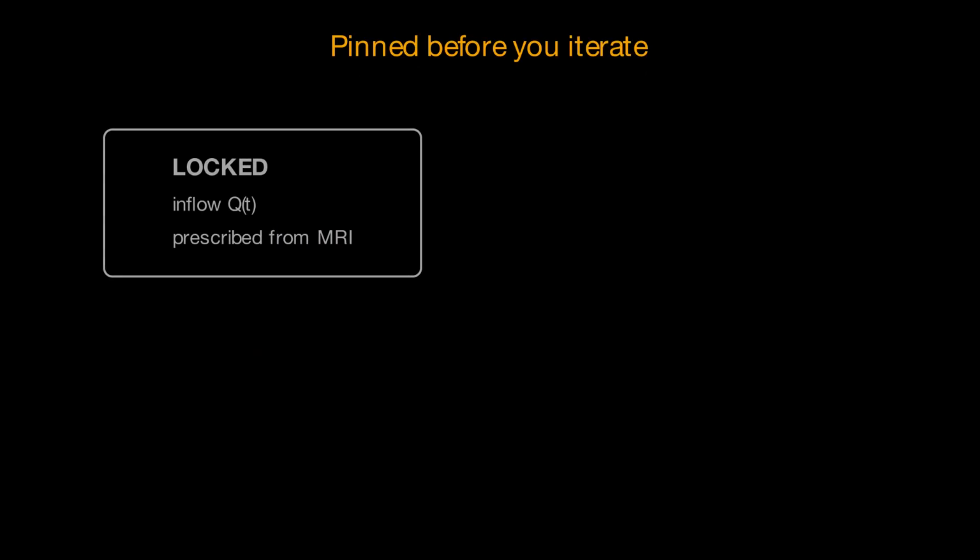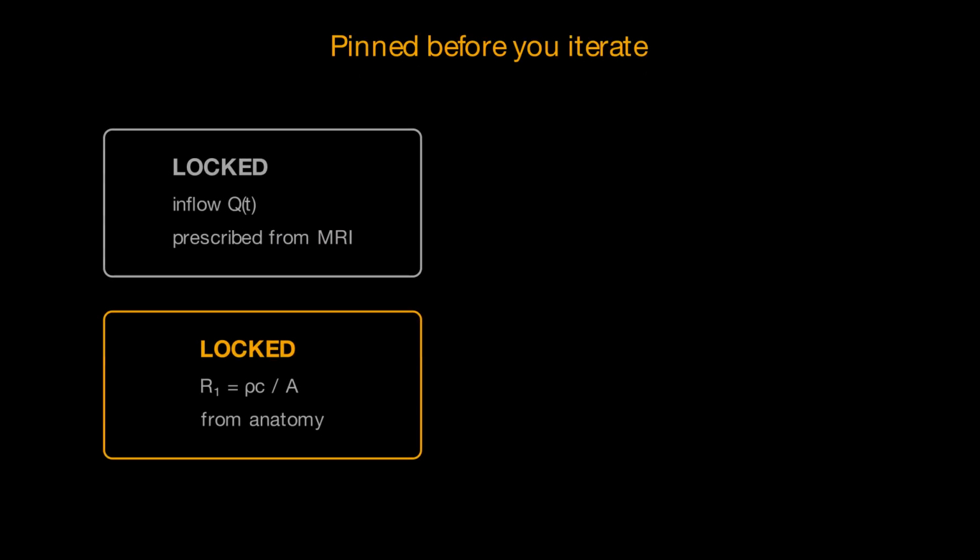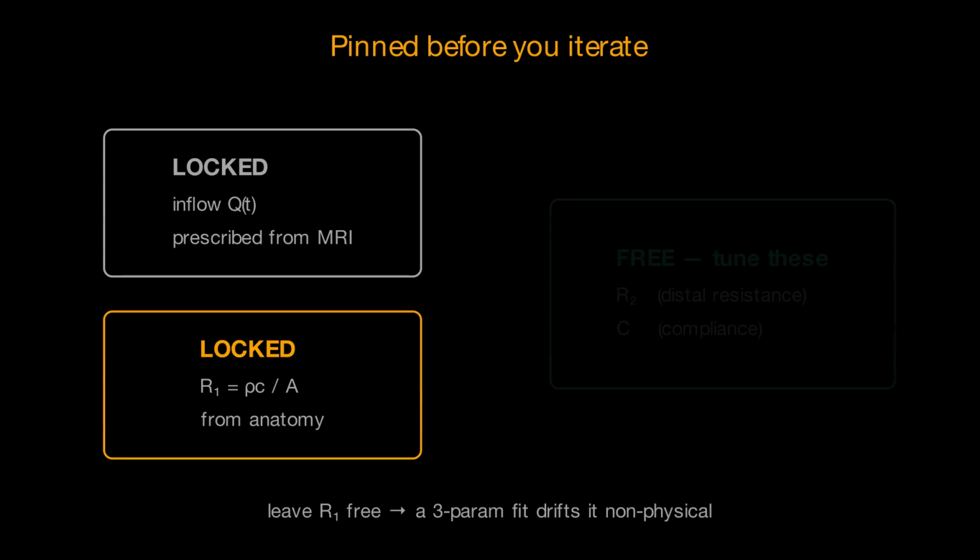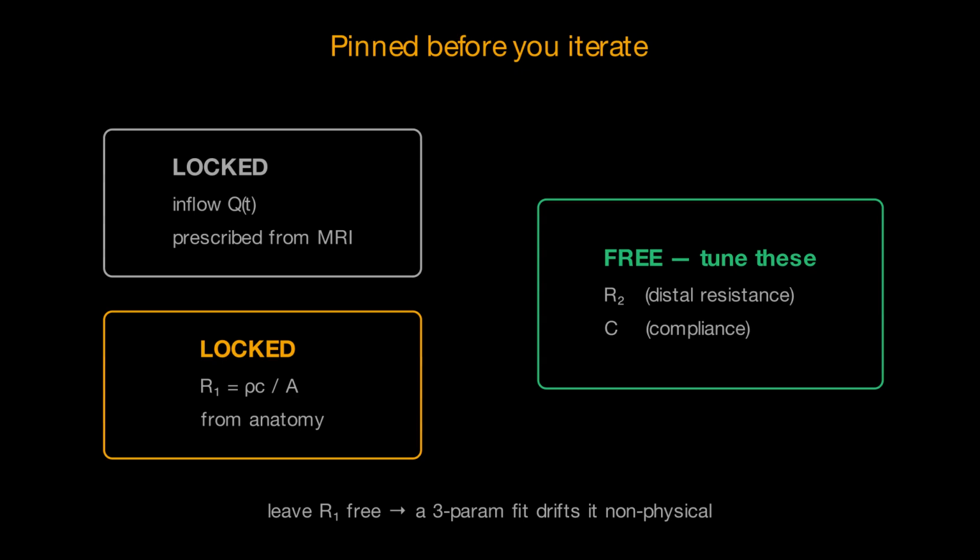Two things are pinned before you tune anything. The inflow waveform is prescribed straight from phase contrast MRI, that's what's genuinely entering the artery. And the proximal resistance is fixed from anatomy, that density times wave speed formula. Leave it free, and a 3-parameter fit will happily drift it somewhere non-physical. Nail it down, and you're left tuning just two things, the distal resistance and the compliance.